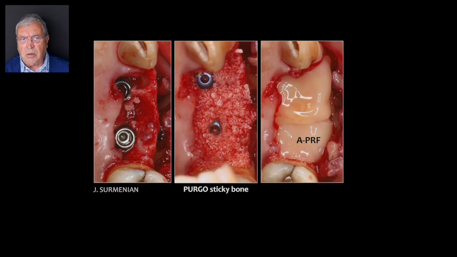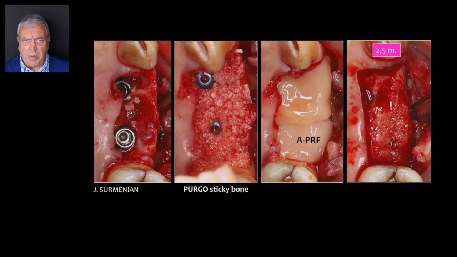This is a socket management with bone and the whole protocol without collagen, just PRF. And after 2 months and a half, the bone is very good. There is no granule visible, but 2 months and a half is too much for me. Can we do it in 2?